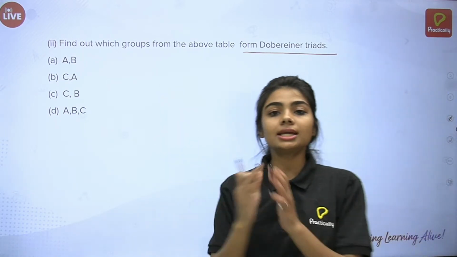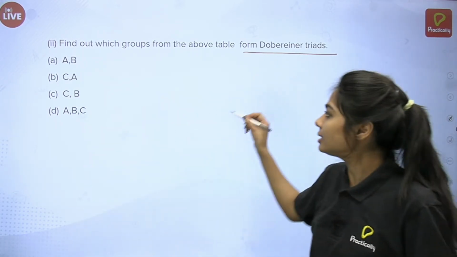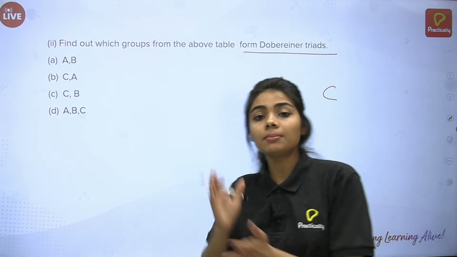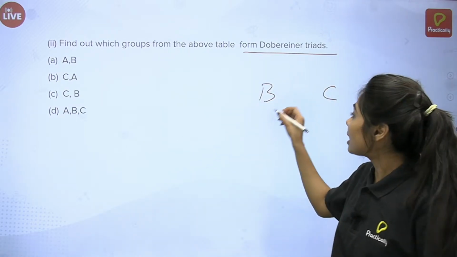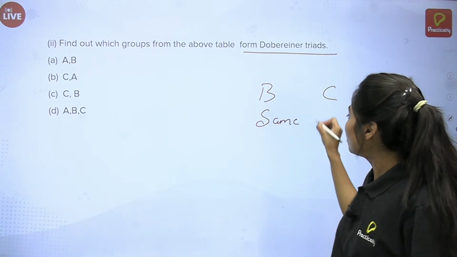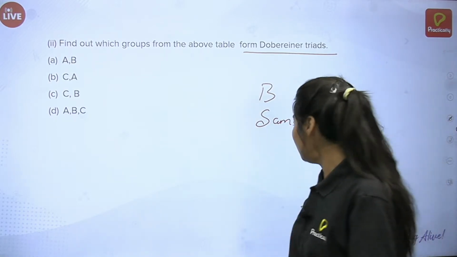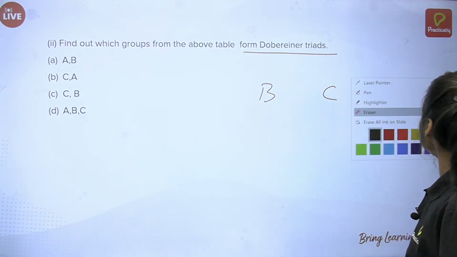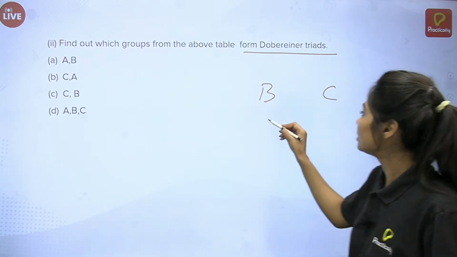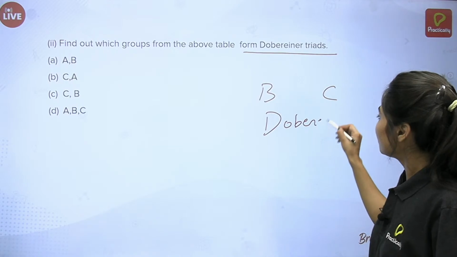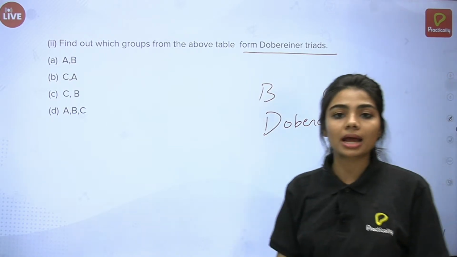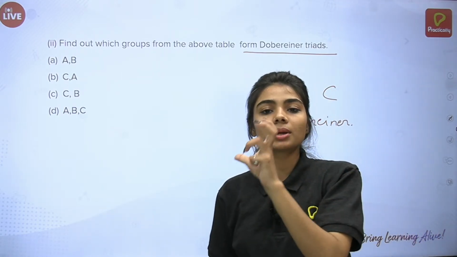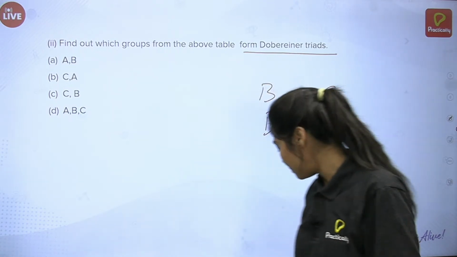Next, find out which group from the above table forms a Dobereiner's triad. If you see the Dobereiner's triad table, you will find that only B and C, having calcium, strontium, barium, are following the Dobereiner's triad. Only B and C are following the Dobereiner triad, because the atomic mass of the second element is equal to the average atomic mass of the first and the third element.